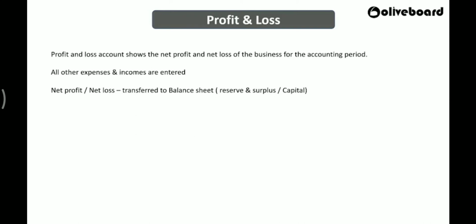All right, so all other expenses which were not entered in the trading account, or all other incomes which are not entered in the trading account, they will come under which account? Profit and loss account. So the net result would be either net profit or net loss, which will be transferred to the balance sheet under the heading reserves and surplus, or retained earnings, or it may be added to the capital in case of proprietorship. All right. So now we will see the format for the P&L account, guys.